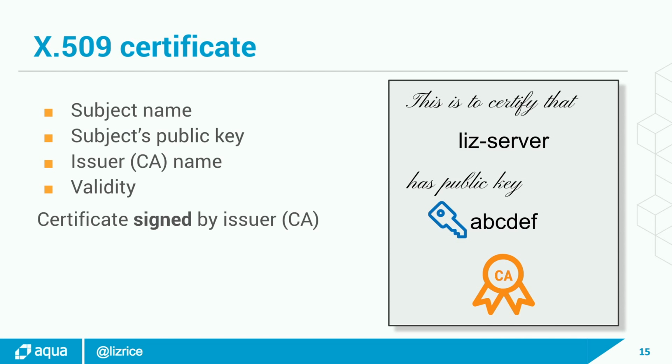You might come across the term X509. It's just the name of the standard that defines what certificates look like. And they're not actually as complicated as you might think. It's got the identity that we're going to establish, so in my example, it's Liz server. It's got the public key that we're going to associate with that identity. And then it's been signed by somebody that we trust, a certificate authority. And it may also have some date range that it's valid for.